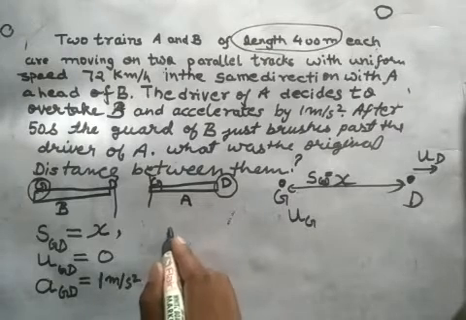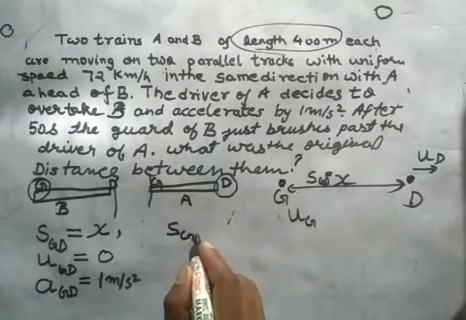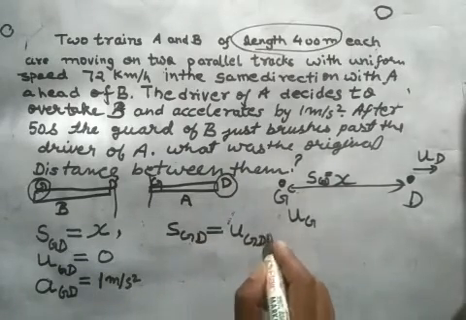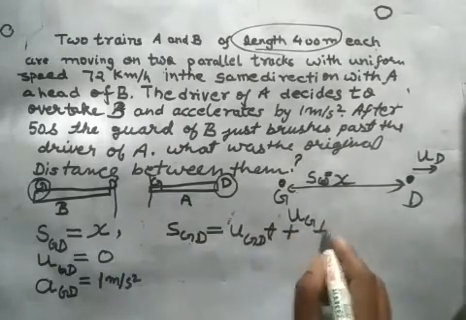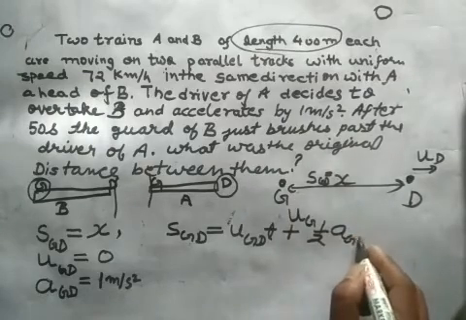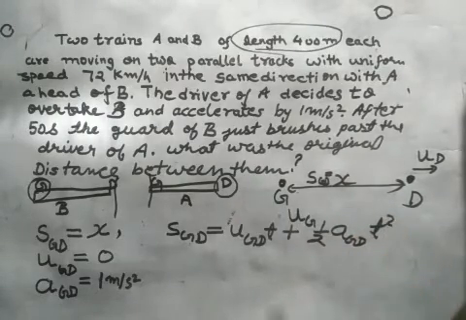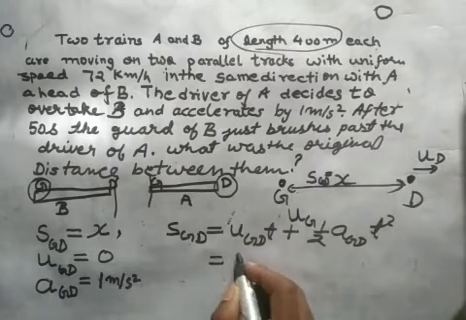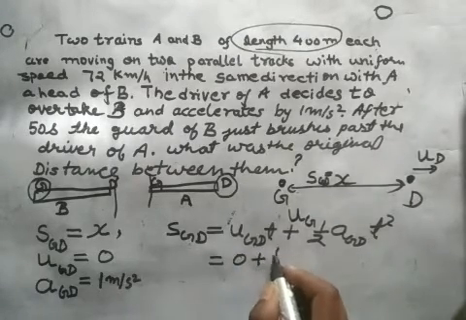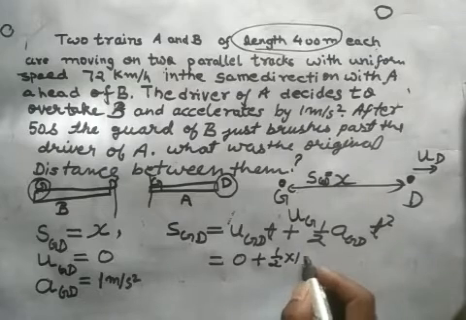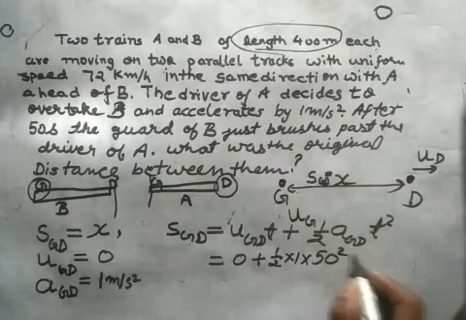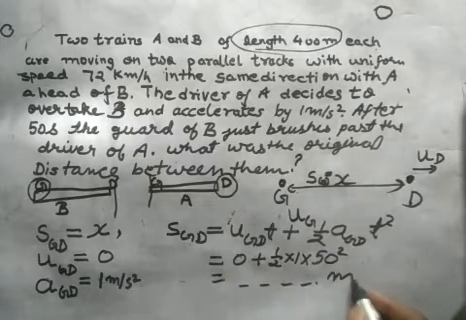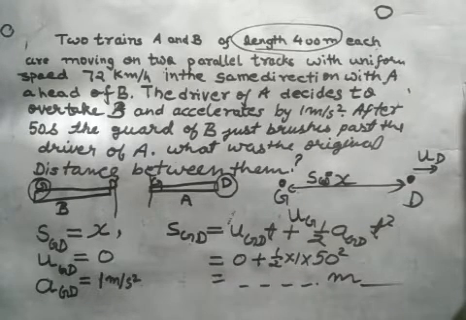Now directly we will put the value SGD equal to UGD T plus half AGD T square, which is UGD T, this term is 0, plus half into 1 into 50 square. Now you can calculate it. You'll find the answer. Put proper unit, meter.